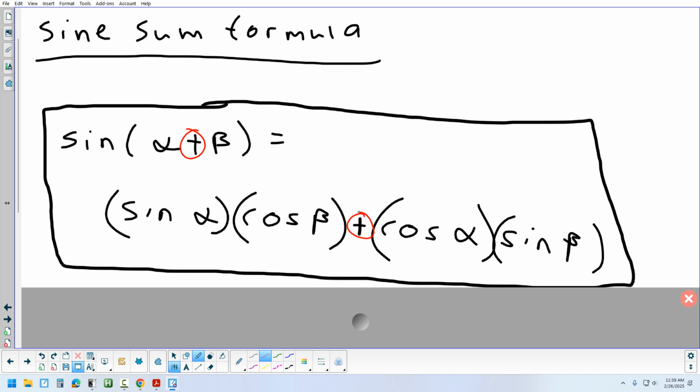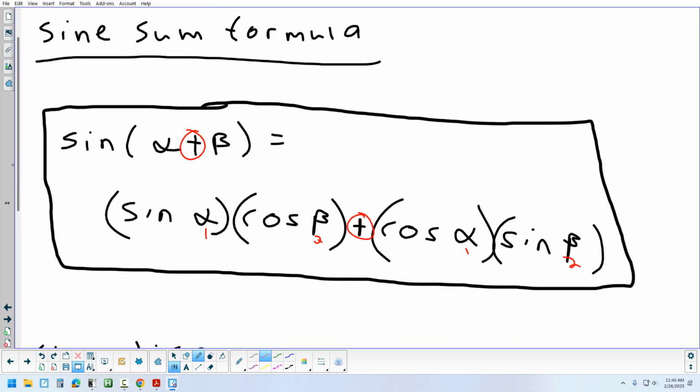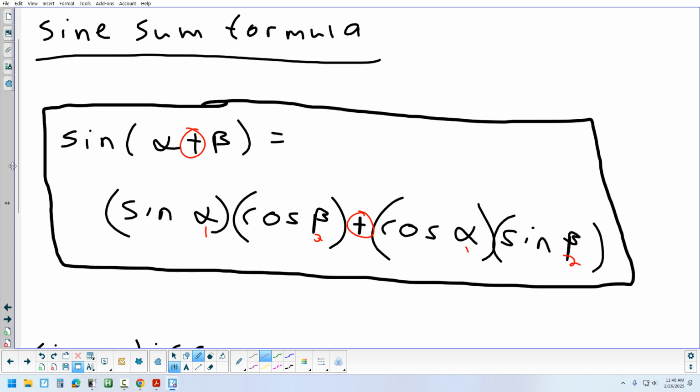I write it like that so I can always say 1, 2, 1, 2. That's the reason I put it in that order. So I can always write my angles down. First, second, first, second. That's how I like to do it. So that's the sine sum formula. Trig functions are mixed, and the plus sign matches the plus sign.